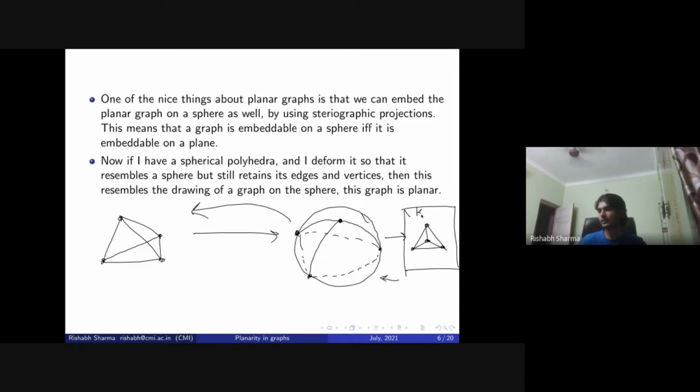I mean, this is K4, which I explained a little earlier. So we see that the tetrahedron is related to K4 in the sense that I take the tetrahedron, expand it, project it onto the plane, and I get a K4. And once I get this graph, starting from the polyhedra, I can reverse this process. What does spherical polyhedra mean?